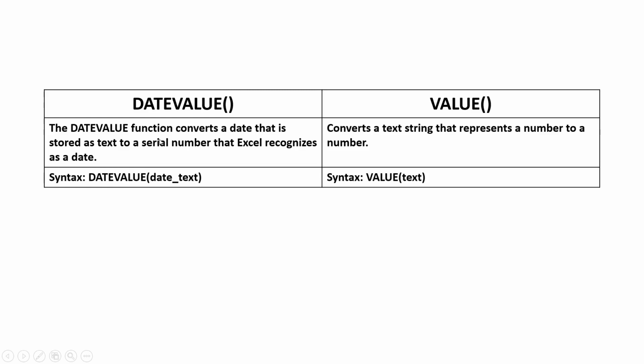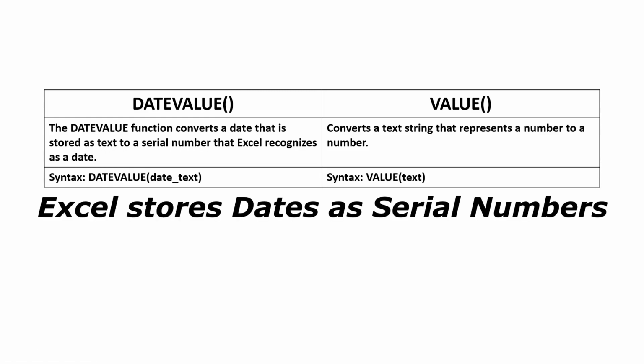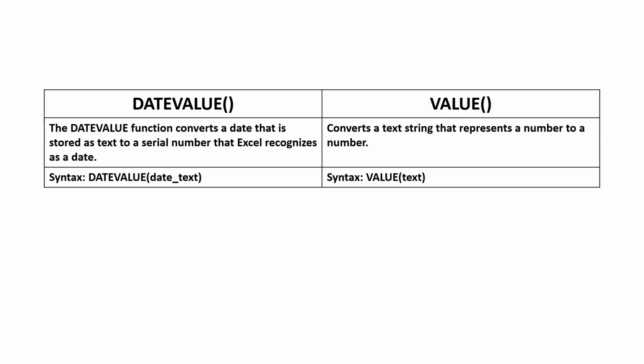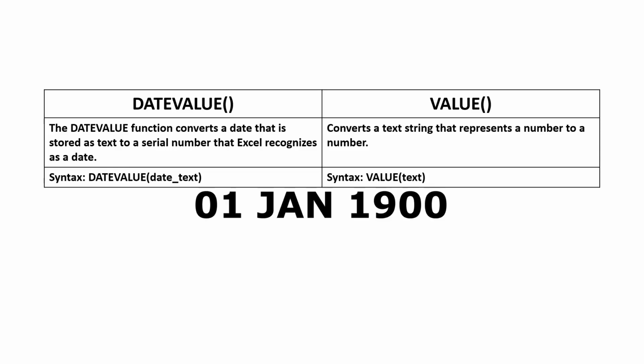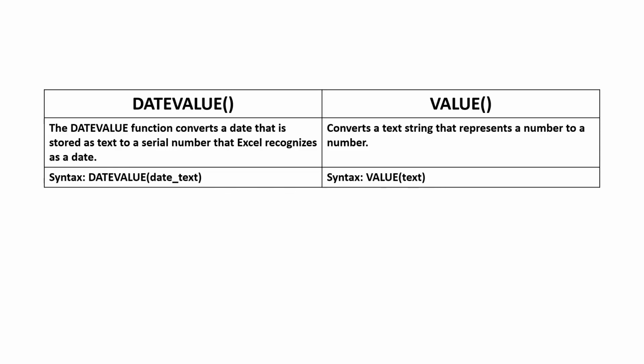The DATEVALUE function converts a date that is stored as text to a serial number. As we have earlier discussed, Excel stores the dates in serial numbers. As we know, the dates start from 1st January 1900, so that is considered as the serial number 1. And similarly for the rest of the dates, it keeps on increasing.